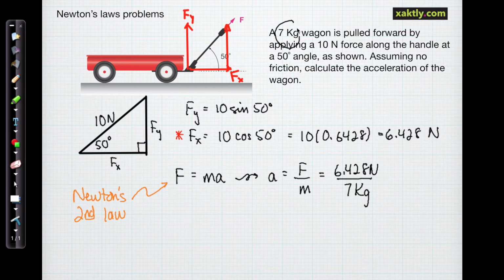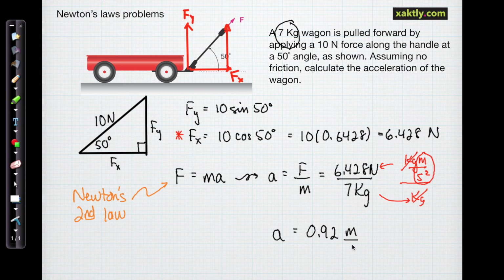And let's just check the units now. A newton is a kilogram meter per second squared. And we divide that by kilograms, so kilograms are going to divide to 1, cancel out, and so we have meters per second squared, which is the unit of acceleration, so we're in good shape. So acceleration then, just doing that calculation, is 0.92 meters per second squared.